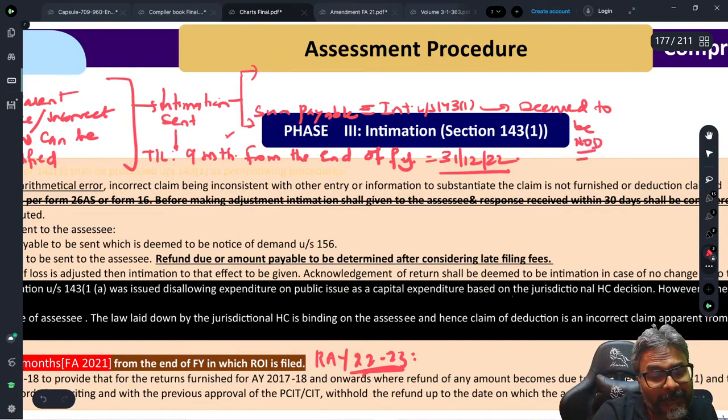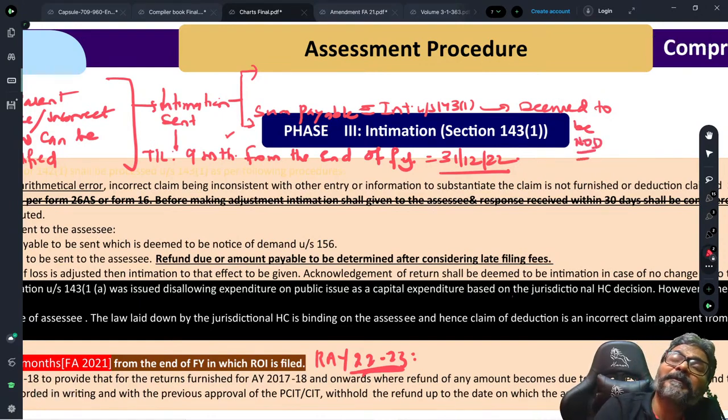What does it imply? It implies that if you have not made the payment once you get the intimation, and within 30 days from the date of service of this intimation you don't make the payment, then you will be considered as an assessee in default. And the moment you are considered as an assessee in default, what happens, students? The recovery proceedings begin.